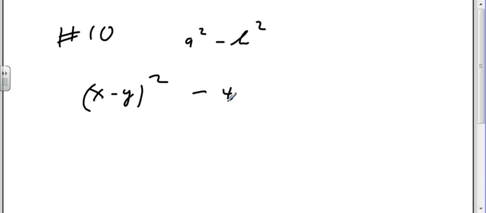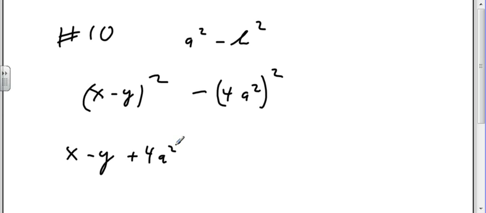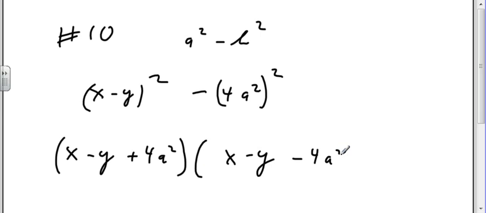Number 10. This looks like a squared minus b squared type of guy. All right, so we're going to have (x minus y) squared minus (4a squared) squared. And that way, we're in the right form. Okay, so I've got x minus y plus 4a squared times x minus y minus 4a squared.